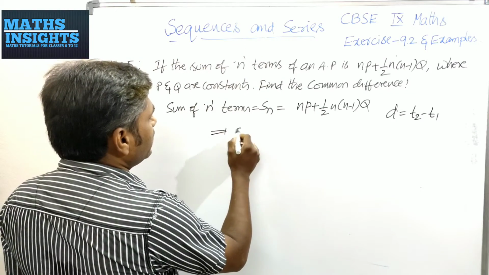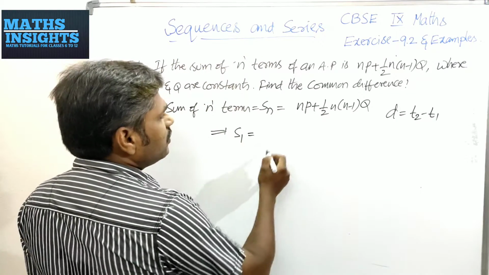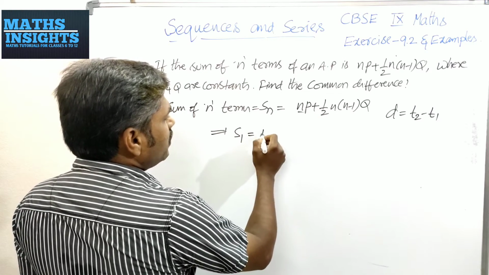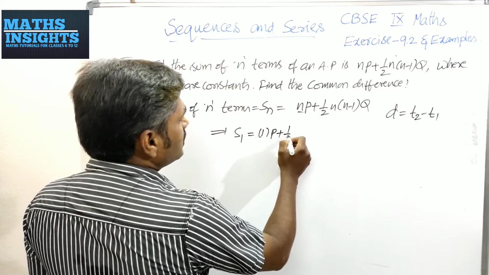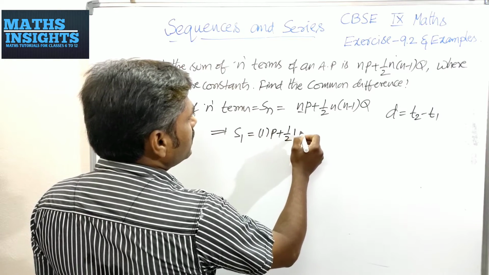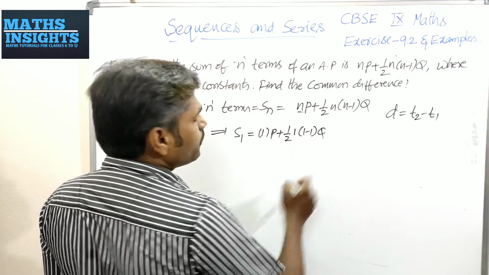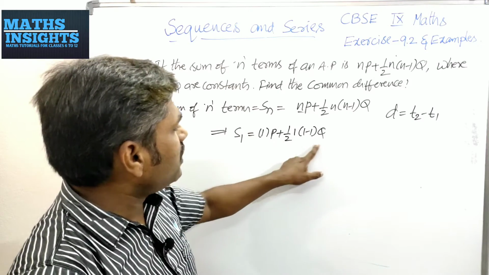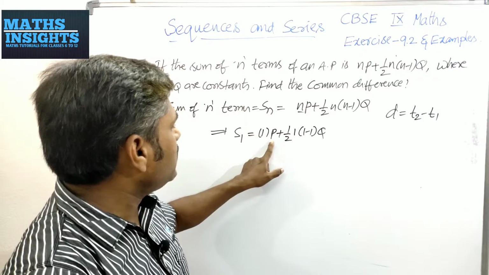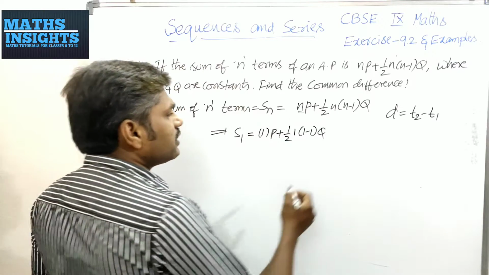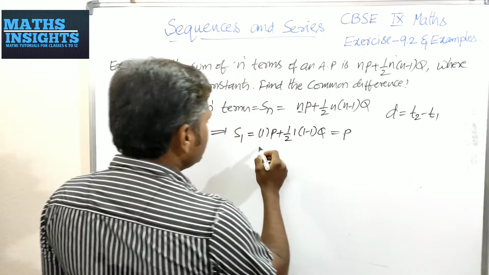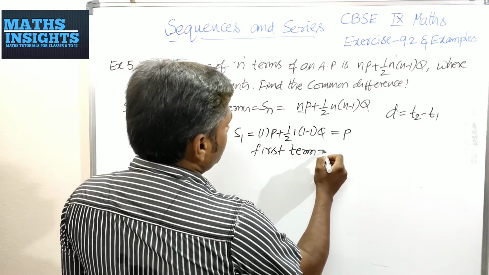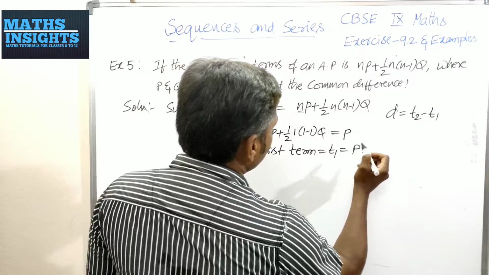Now I am finding S1. S1 means I am substituting n equals 1. So 1 into P plus 1 by 2 into 1 minus 1 into Q. This part, 1 minus 1, is 0, so the product will become 0. Only P remains, that is equal to P, which is nothing but the first term. First term, that is T1, is equal to P.